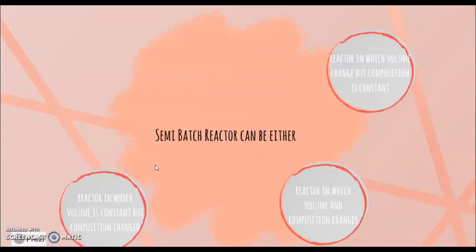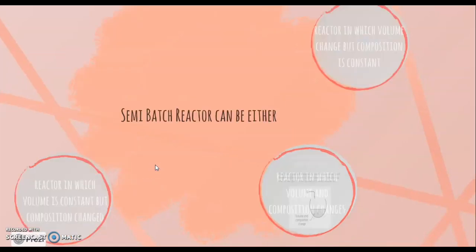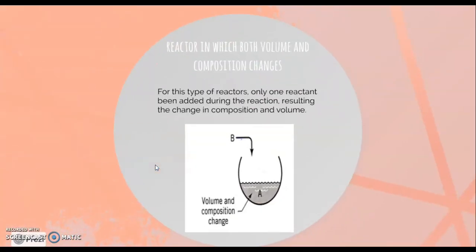Okay, so a semi-batch reactor can be in either of these three situations. First of all, a reactor in which both volume and composition change. As we can see in the diagram here, the tank is already filled with reactant A, and during the reaction we just keep on adding reactant B.